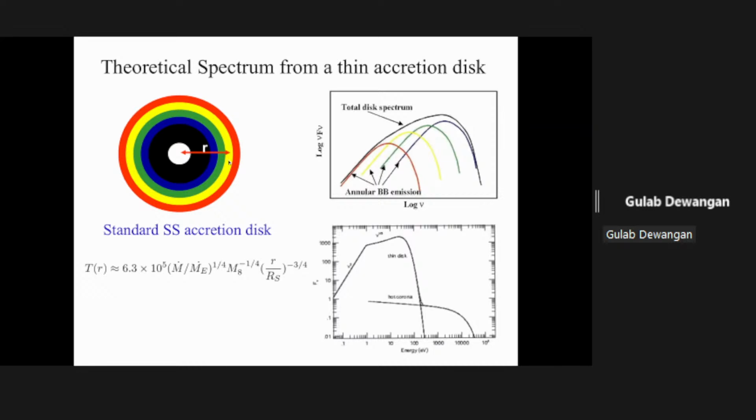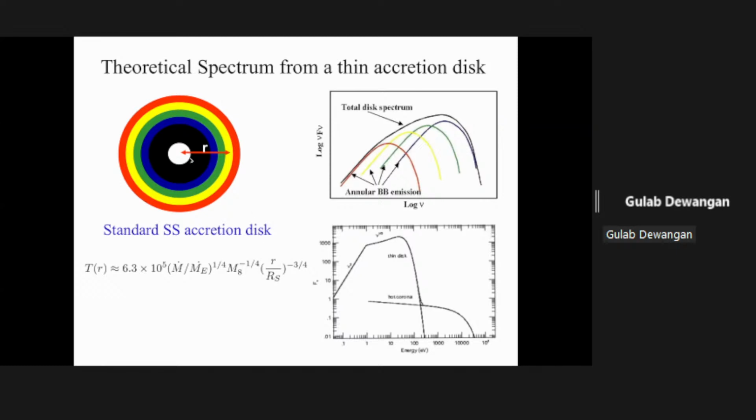However, standard disk theory shows us that the temperature is not uniform across the accretion disk, but rather it increases inward. In the innermost region the temperature is higher, but in the outer region the temperature is much lower. This variation of temperature as a function of radius is given by r to the power minus 3/4. That's the dependence of the temperature on the radius.